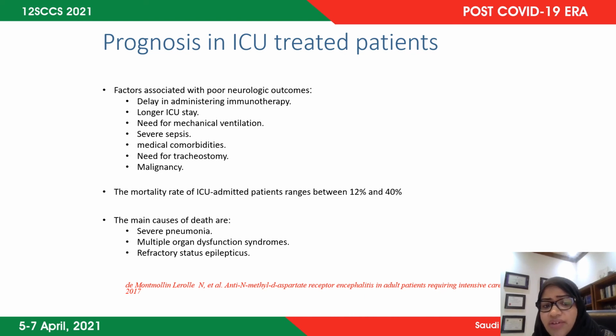The mortality rate of ICU-admitted patients among those patients ranged between 12% to 40%, but this figure is obtained from adult data, not from pediatric. The main causes of death that have been identified are severe pneumonia, multi-organ dysfunction syndrome, and refractory status epilepticus.